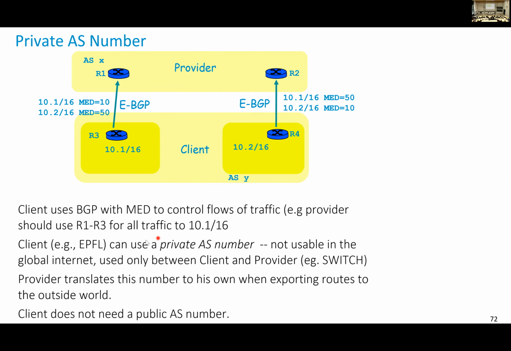So for cases like this, a client network like EPFL uses a private AS number that is understood by SWITCH. So SWITCH knows this AS is EPFL, but this is not added in the AS path. Whenever an announcement from EPFL is sent by SWITCH, there is only one AS number, the AS of SWITCH. So the private ASs are not visible to the rest of the world. They are not used in the path, but they are used whenever we need to run BGP locally.